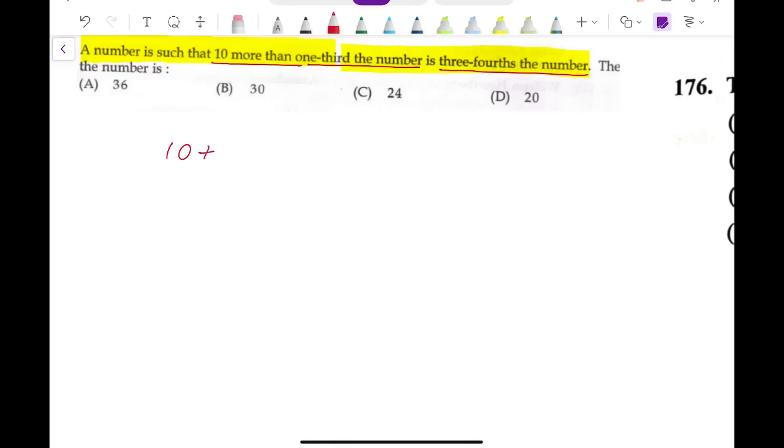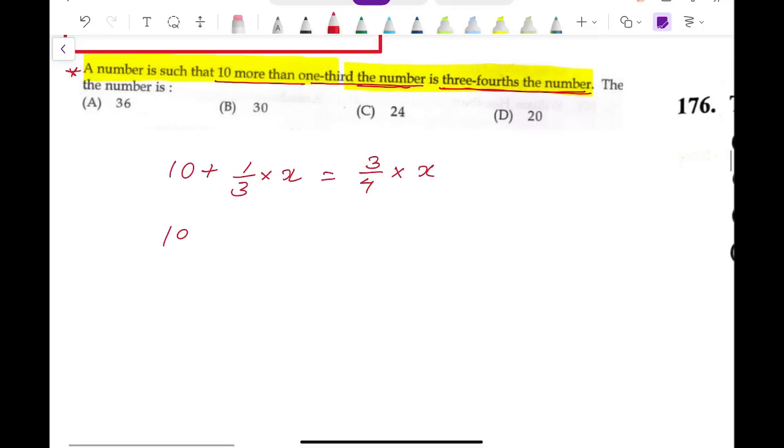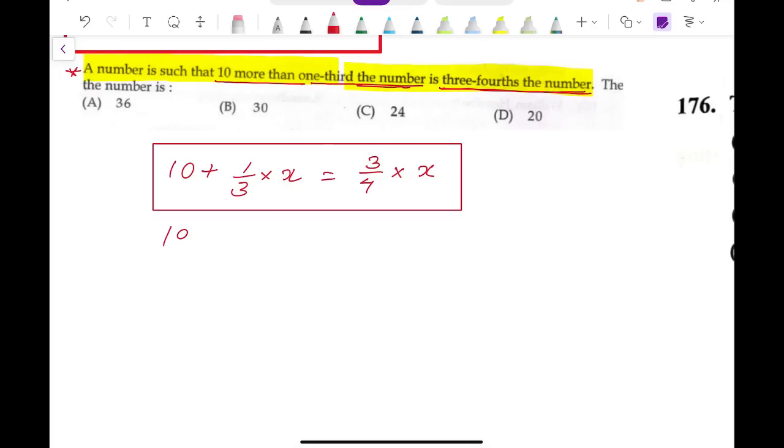1/3 means 1 divided by 3, the number. That means I'll just use the number as x, so x is equal to 3/4 the number. Here we are using 3/4 the number as x. Whenever you see this kind of question, you form an equation first like this. After forming the equation, you have the answer.